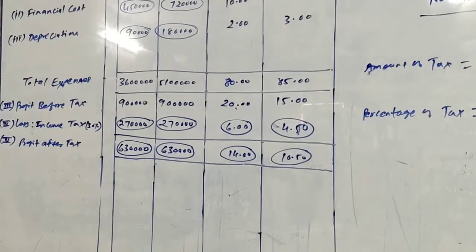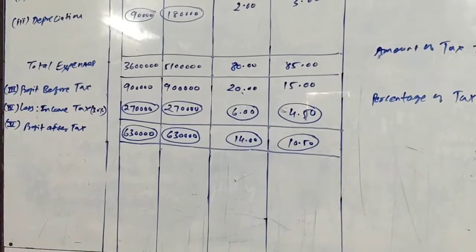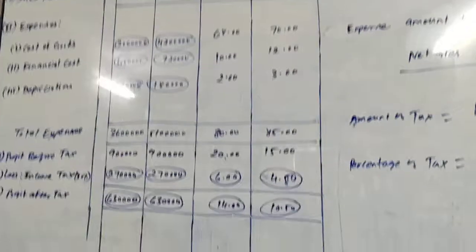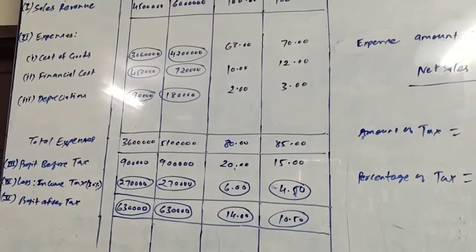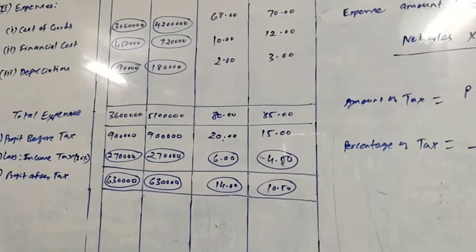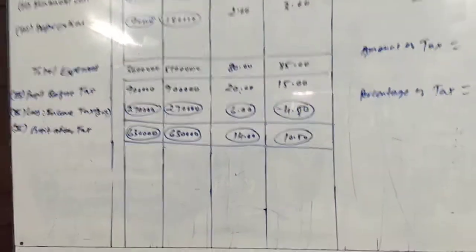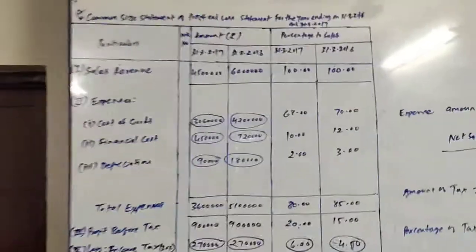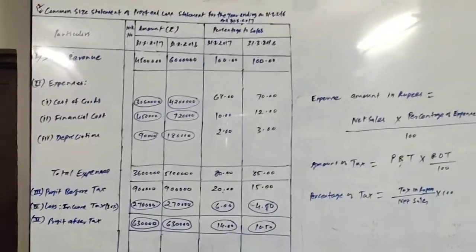And then finally the profit after tax, earlier it was 10.5% in the year 2016, now it is 14%, so there is an increase by some percentage here also. So this is the analysis. Okay, next lecture we will do the next sum, that is sum number 13. Thank you.